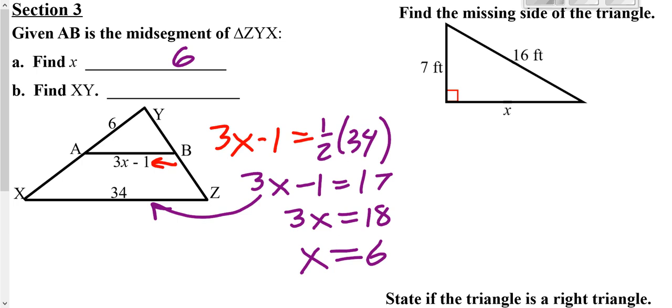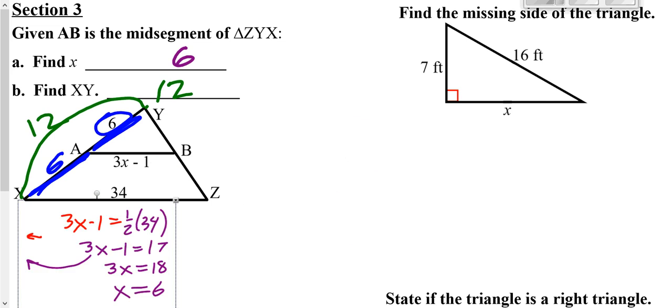Now, that's what x is, but we also need to find what the length of XY is, this whole length. Since we have a midsegment, we know that this part right here, which is 6, has to be the same as this part right here, which is 6. Well, if the upper part is 6, the lower part is 6, that means the whole thing here is 12. So we know XY is 12.